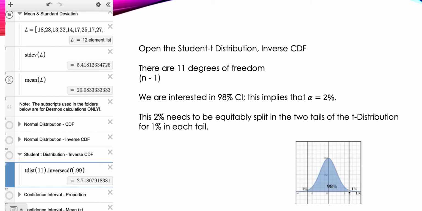To do the lookup, it will feel very similar to what we did already for our normal distribution, inverse CDF. We want to name that t-value that cuts off the upper 1% in that right tail. If it's cutting off the upper 1% in the right tail, that means that there's 99% to the left of that location. That's why you see 11 degrees of freedom and 99%, or 0.99, as our entries for the inverse CDF, or cumulative density function, for a student t-distribution. Our t-value is approximately 2.718.